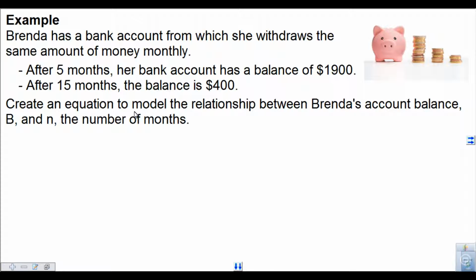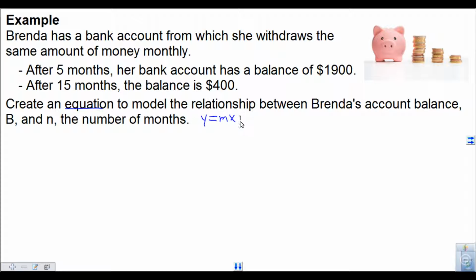So Brenda has a bank account from which she withdraws the same amount of money monthly. So after 5 months, her bank account has a balance of $1,900. And after 15 months, the balance is $400. The balance is how much money she's got in her account. So we're going to create an equation to model the relationship between Brenda's account balance, B, and n, the number of months.